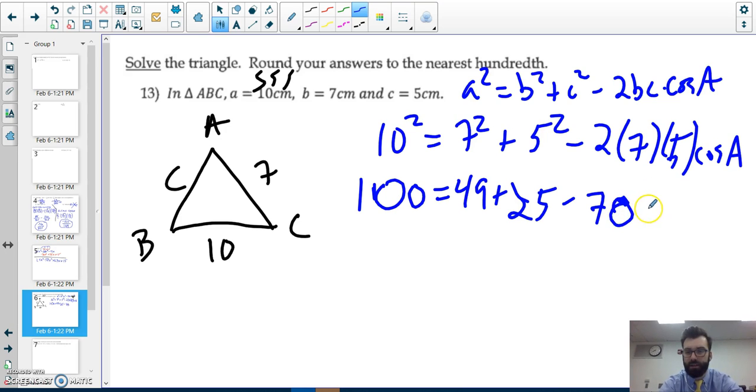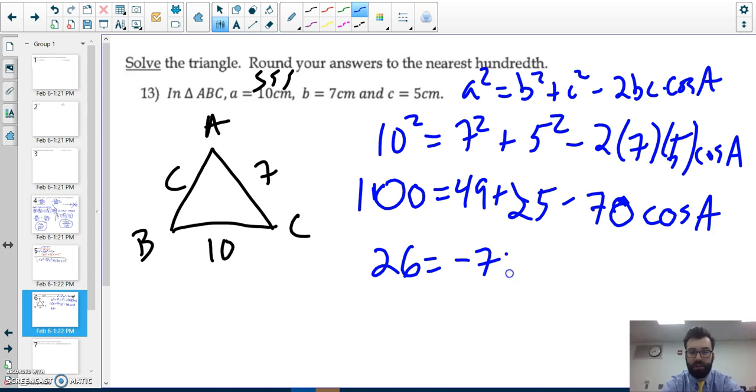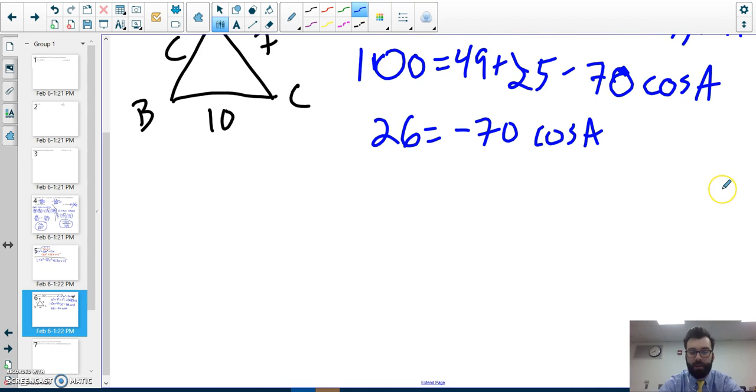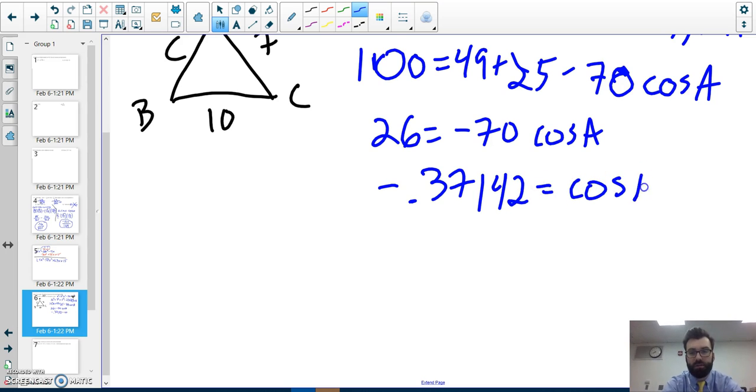That's a 70 cosine A. Subtract 49, subtract the 25, I get 26 equals negative 70 cosine of A. Divide by negative 70, I got negative 0.37142 equals cosine of A. The more decimal points I write, the more exact my answer is going to be.